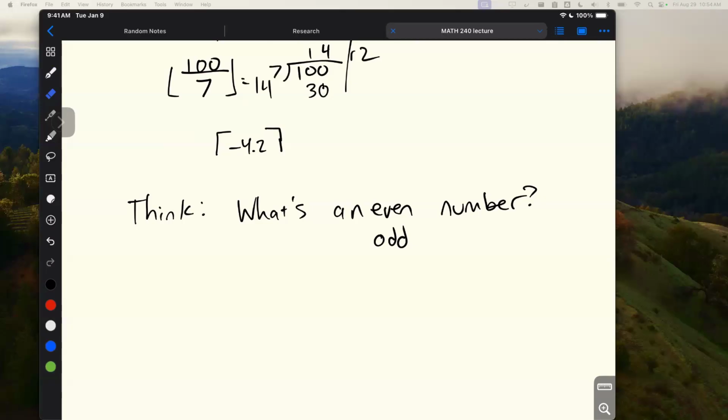Yeah. Two is an even number. That's my eraser. Two is an even number. Give me another one. Eight's an even number. Four is an even number. What's an odd number? Three. Seven's an odd number. 251 is an odd number, right? Again, duh. But what makes a number even?